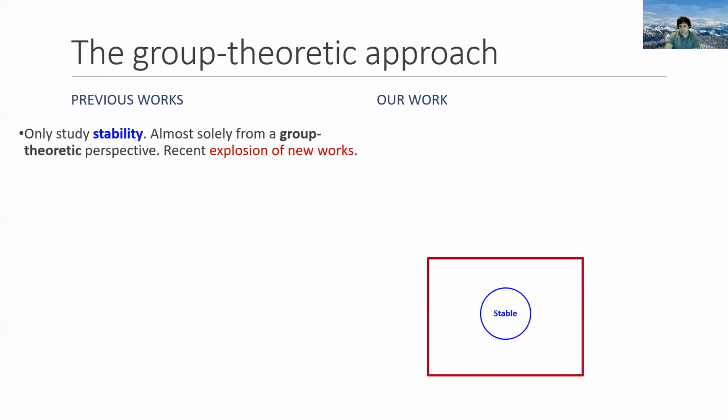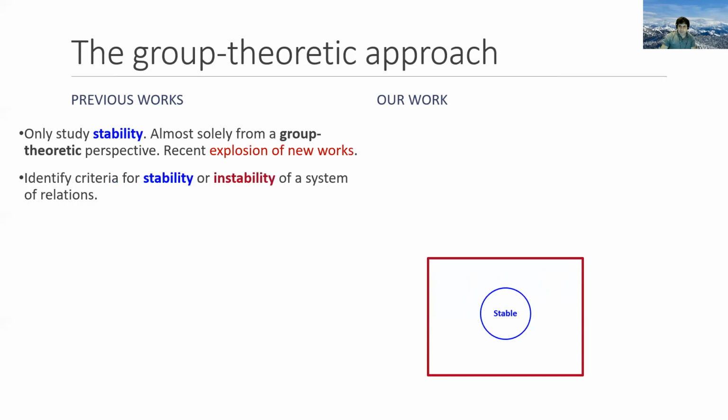Now, before turning to describe our results, I'd like to spend a couple of minutes to describe what was done in previous works and compare their approach to ours. So previous works on this subject only studied the notion of stability, which has a very natural group theoretic motivation. And these works think about relations between permutations solely from a group theoretic perspective, without going into any of the algorithmic notions that I gave at the start of the talk. I should mention that in recent years, this field of group stability is seeing a lot of action, and there's really been an explosion of works in recent years.